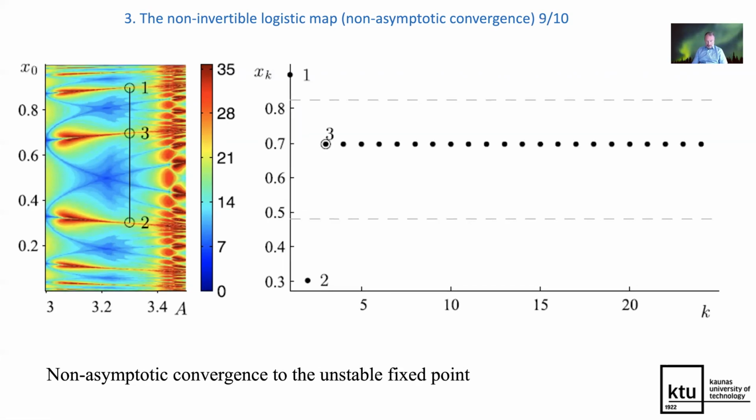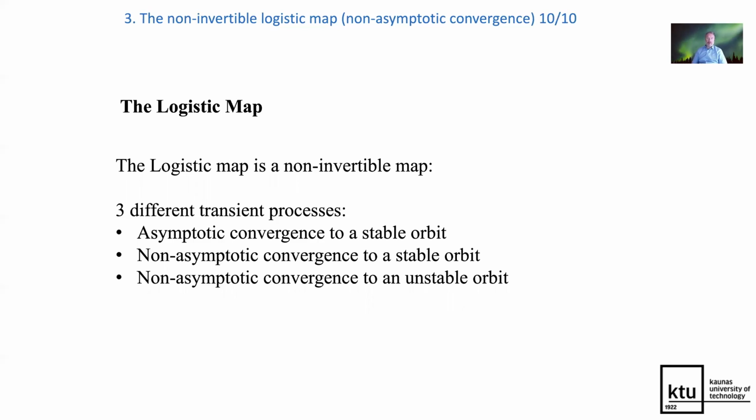And finally, non-asymptotic convergence to the unstable fixed point. At this number, please remember that at 3 we have the period 2 bifurcation. So period 1 is an unstable orbit, and if we start from the second pre-image of the unstable orbit, in 2 time forward steps we approach the unstable period 1 orbit, and the system will continue indefinitely running in the period 1 orbit. So finally, we can note that 3 different transient processes exist for the classical logistic map: asymptotic convergence to a stable orbit, non-asymptotic convergence to a stable orbit, and non-asymptotic convergence to an unstable orbit.